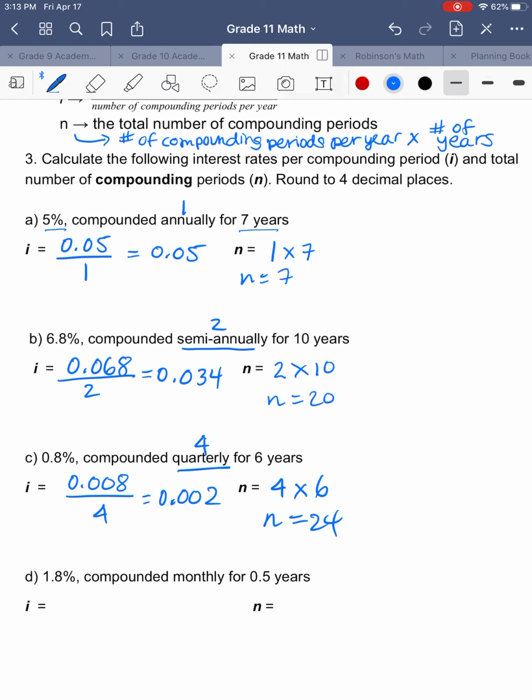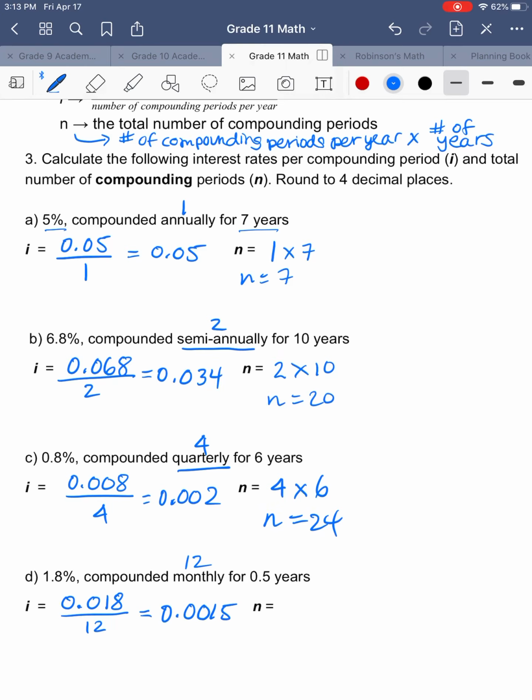And lastly, we have 1.8% compounded monthly for 0.5 years. So monthly means 12, right? There's 12 months in a year. So for I, we are going to divide 1.8% by 100. So we end up with 0.018. And this is going to be divided by 12, okay? Because it's compounded 12 times in 1 year. This gives us 0.005.